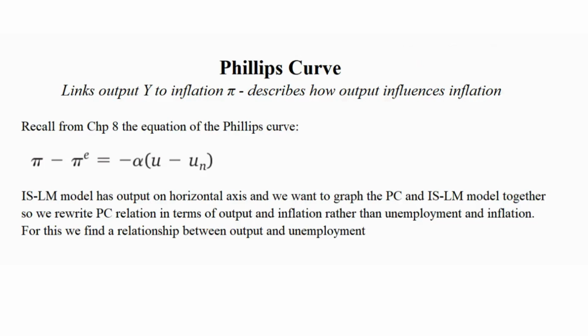Now, for this, we will recall from the previous chapter of this text that the equation of the Phillips curve is given to us as follows. Inflation minus expected inflation is equal to minus alpha times (u minus un). Un here is the natural rate of unemployment.